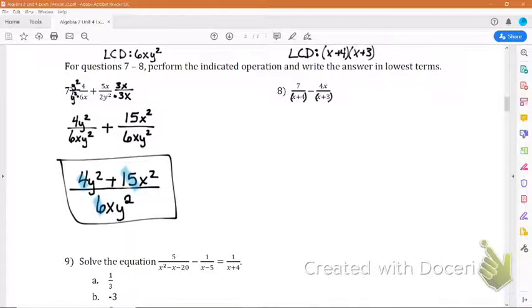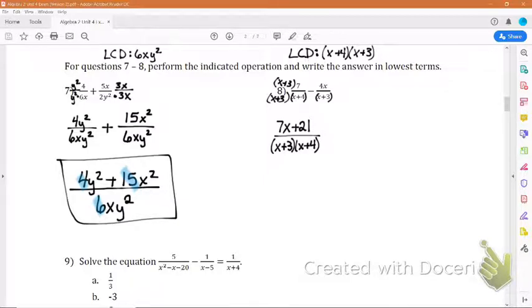Looking at my first fraction, what does my first fraction have to get multiplied by? X plus 3. So I'm multiplying top and bottom by x plus 3. So the x plus 3 gets multiplied by the 7. 7 times x is 7x, and 7 times 3 is 21. My denominator is just going to be the x plus 3 and the x plus 4. So there's my first fraction.